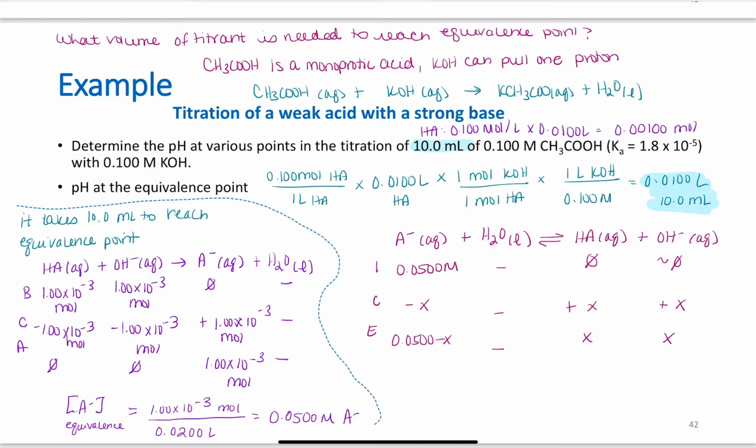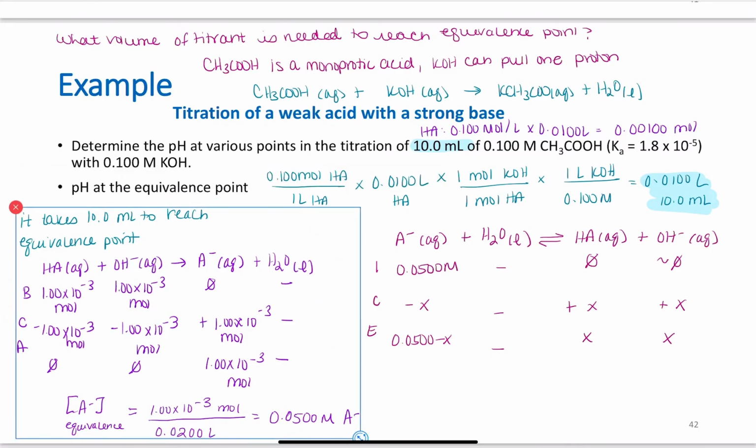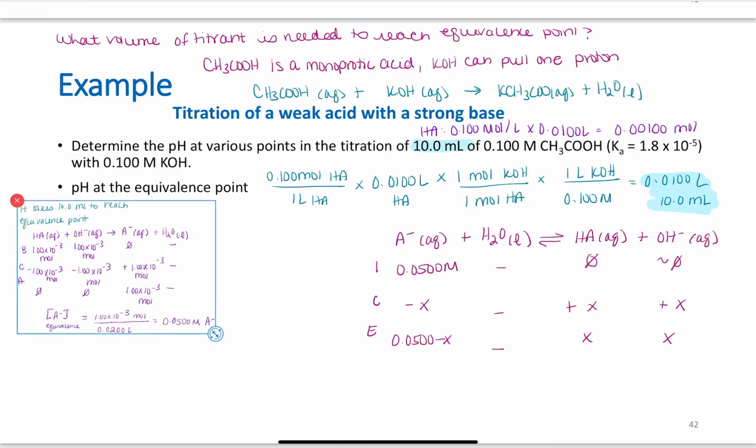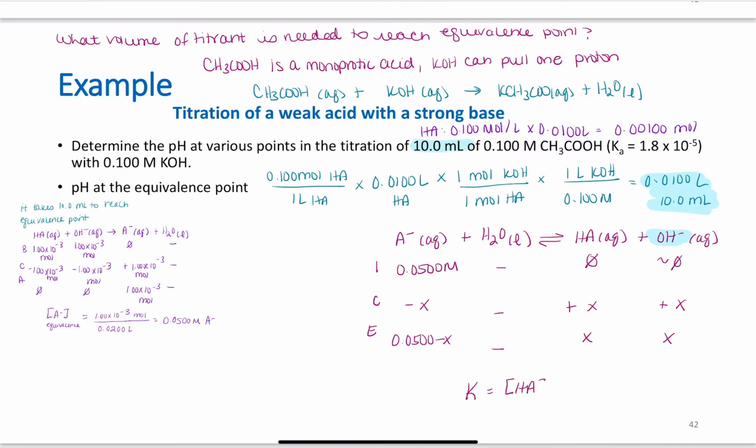One of the tricks to this one is to recognize that you need Kb. How do I know I need Kb? I know I need Kb because I have hydroxide on this side. If I was to write the K expression here, K would be equal to HA times OH minus divided by A minus. Because hydroxide is in my numerator, I need Kb.